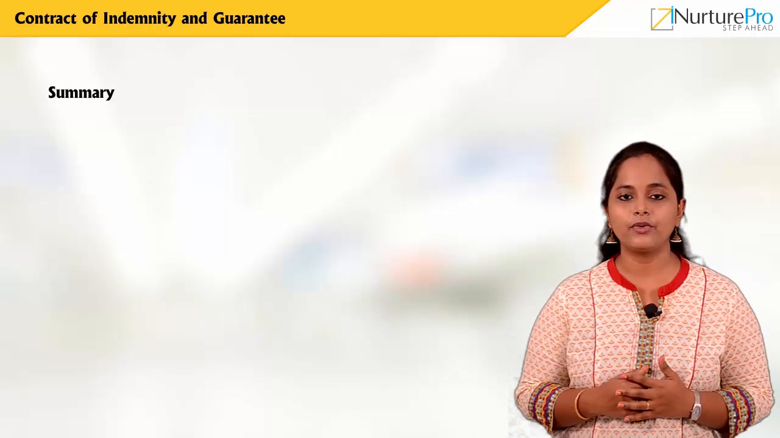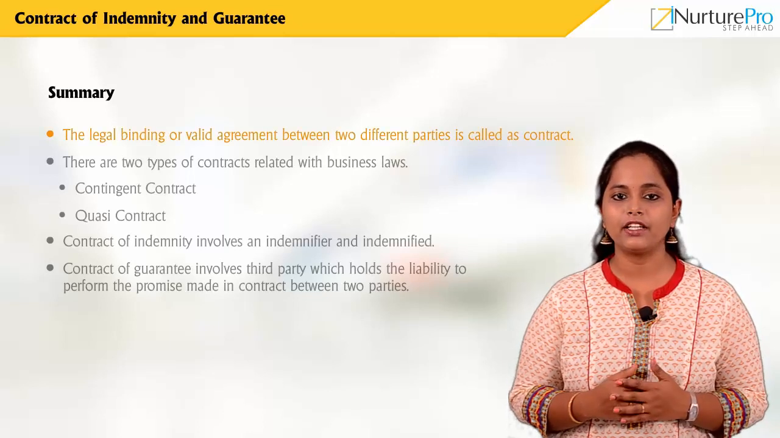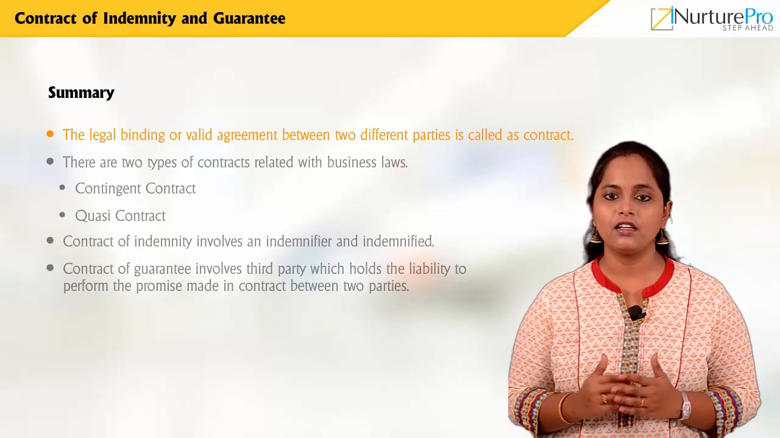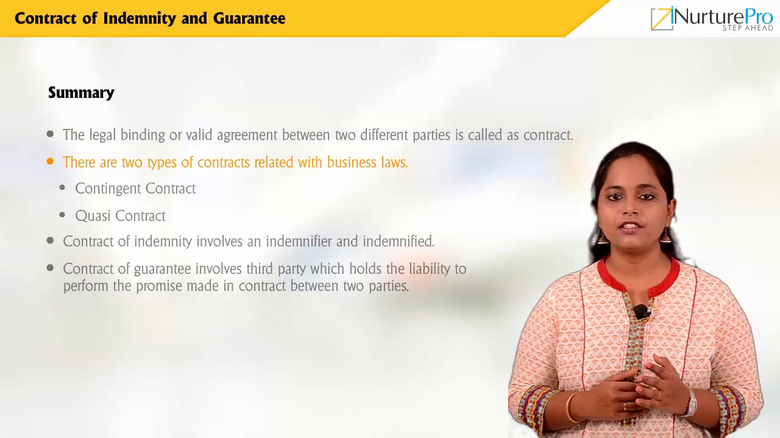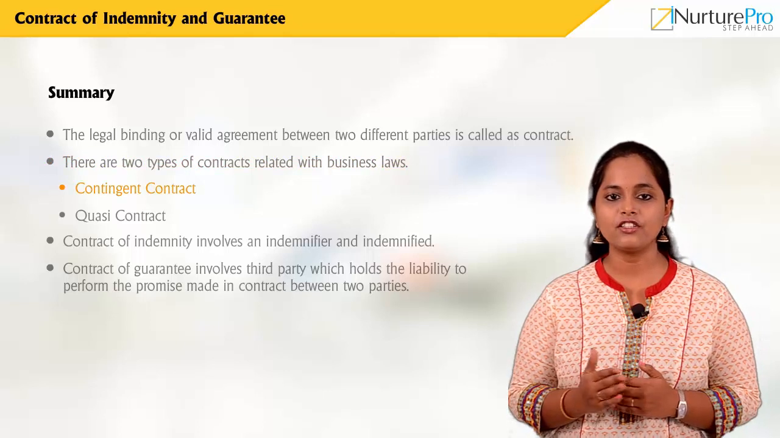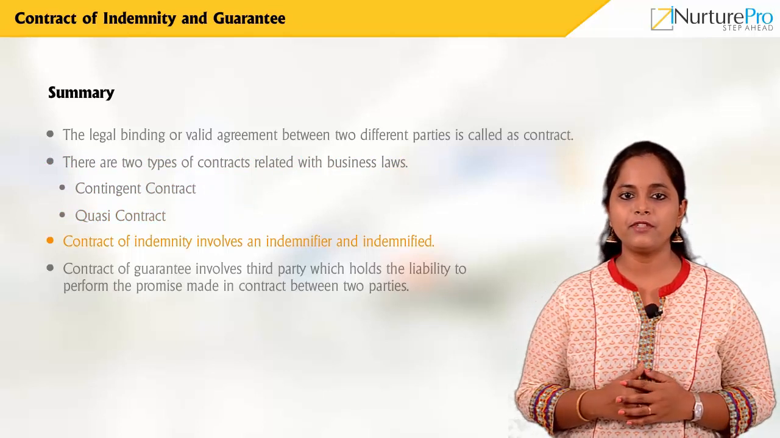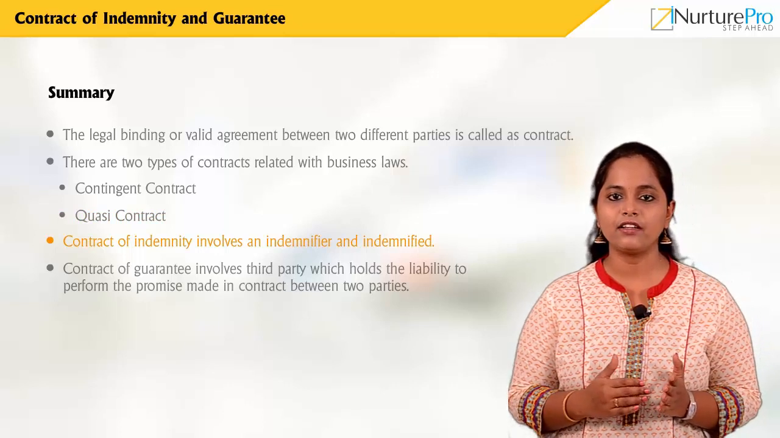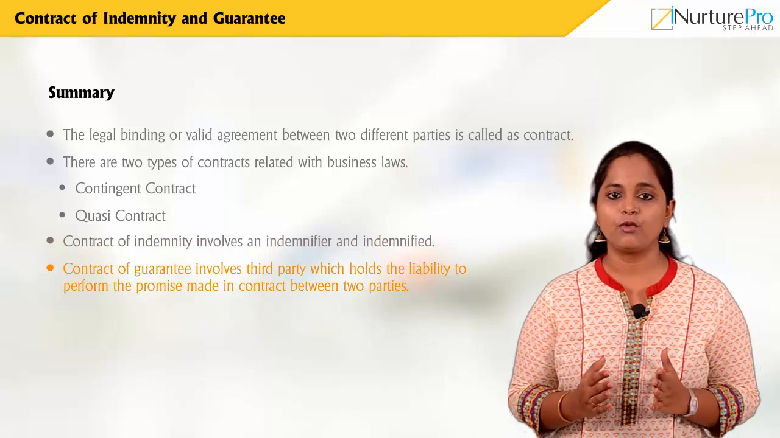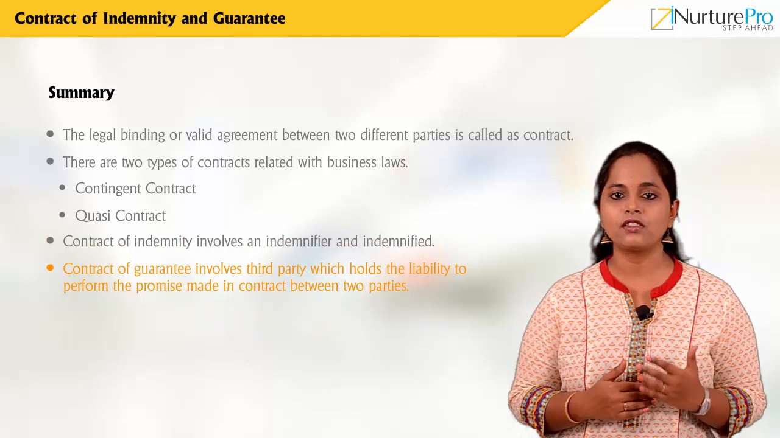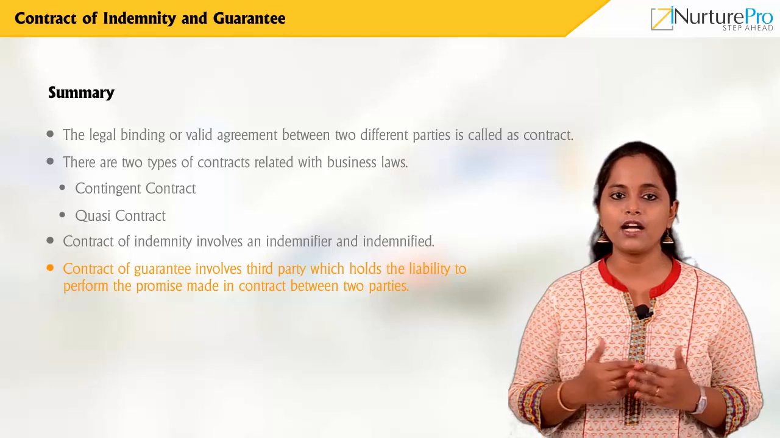Let's have a quick recap on what we discussed. The legal binding or valid agreement between two different parties is called a contract. There are two types of contracts related to business laws: contingent contract and quasi contract. Contract of indemnity involves an indemnifier and indemnified. Contract of guarantee involves a third party which holds the liability to perform the promise made in the contract between two parties.